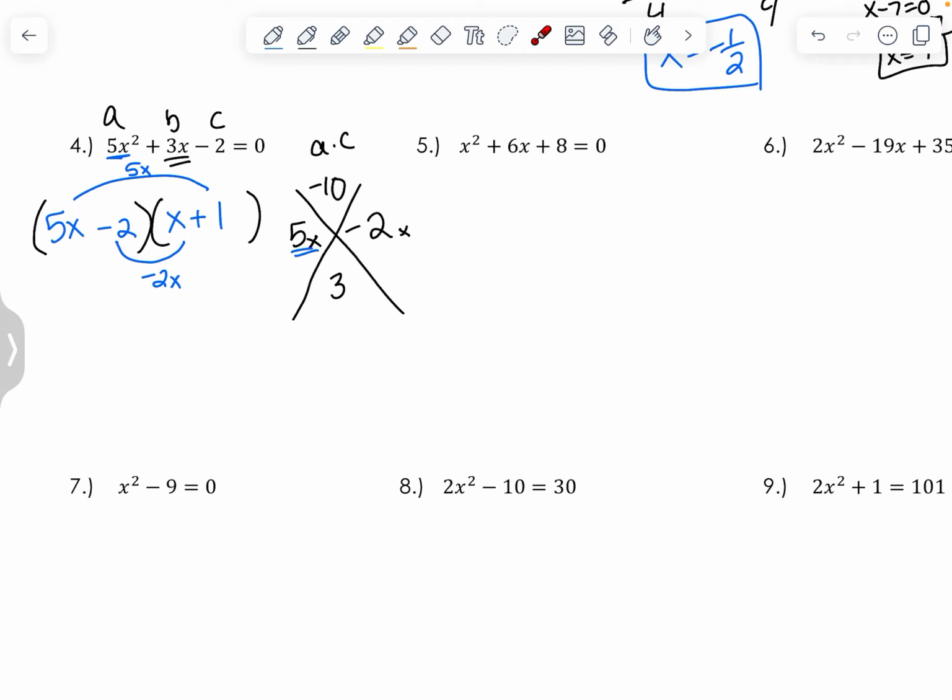So you can FOIL this back together to make sure that you get what you started with. Then once you have your factors, you can set them equal to 0. And then you're going to solve. So inverse operations from there.